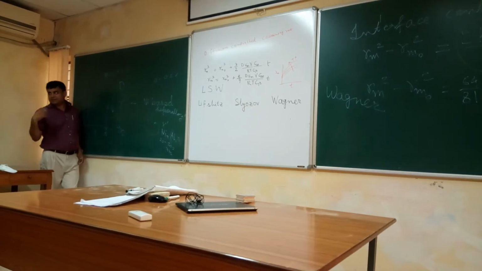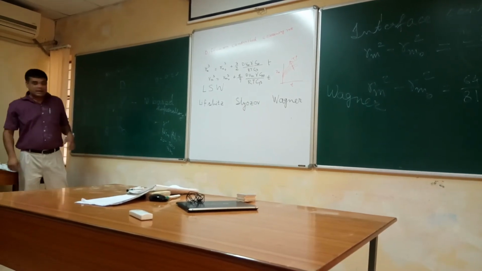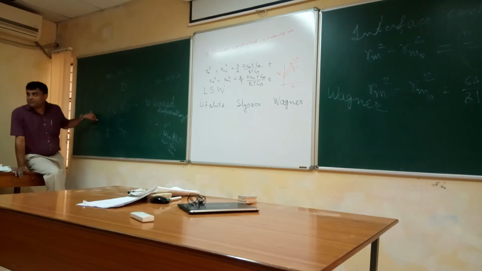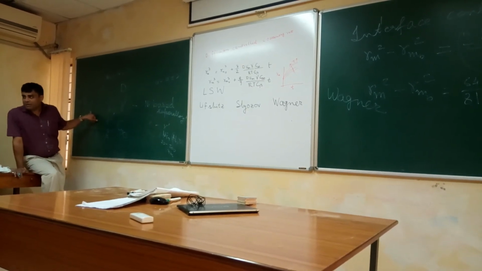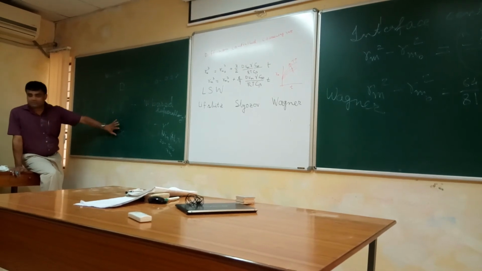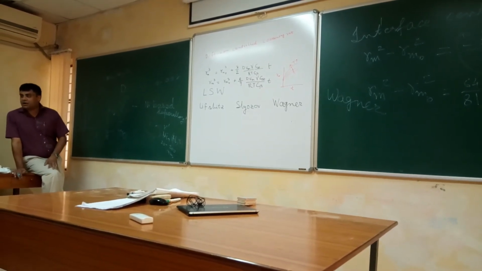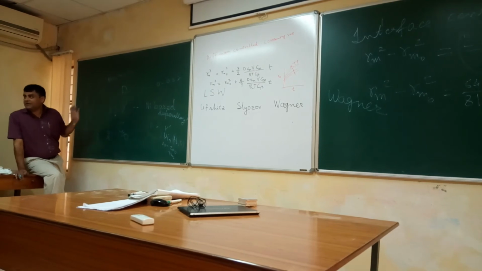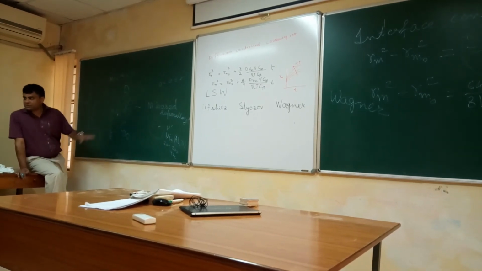So many times in coarsening literature, instead of saying the composition of alpha, the composition of the matrix, this C infinity is termed as the solubility of the precipitate in the matrix. Because of this reason.